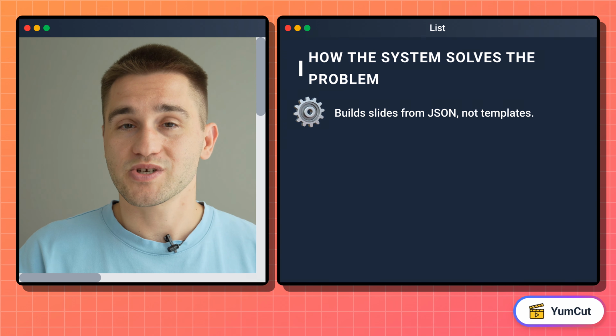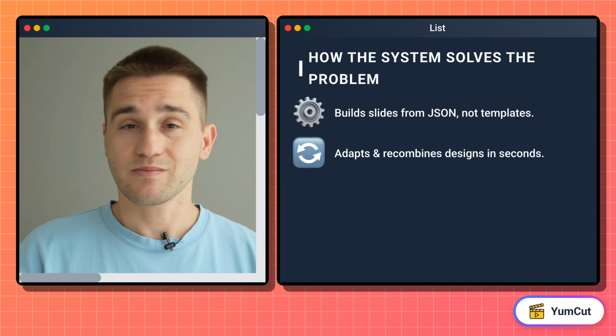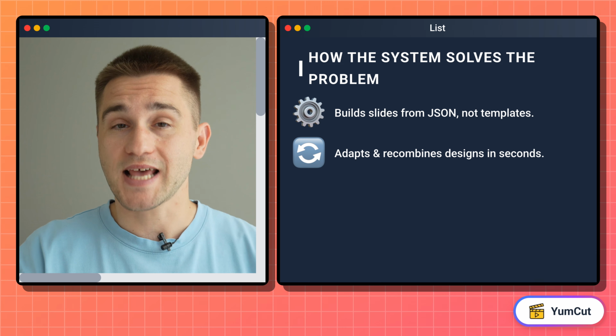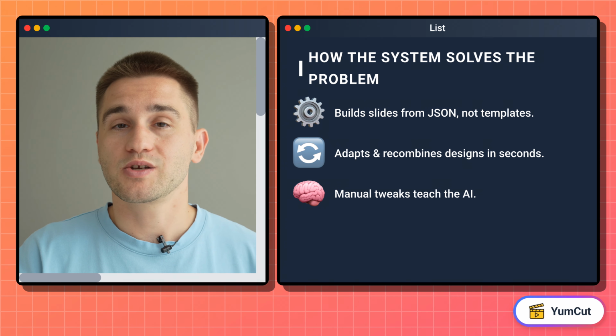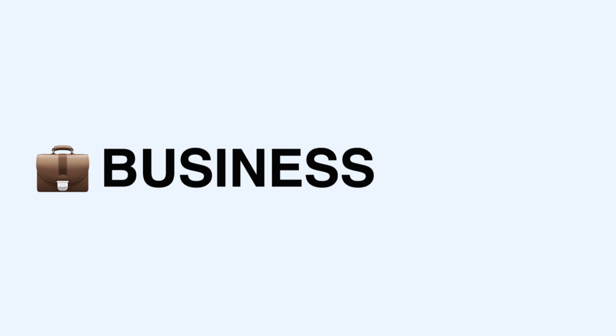It builds slides from JSON components on the fly. The system can retry, recombine and adapt in seconds. No need to re-render templates every time. Each tweak you make teaches AI to do better next time.